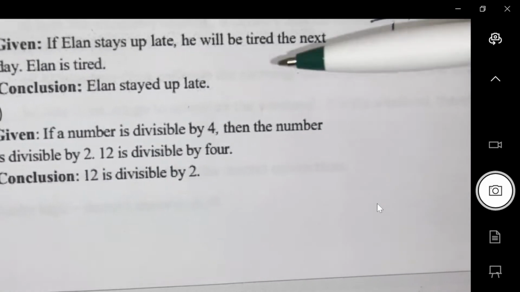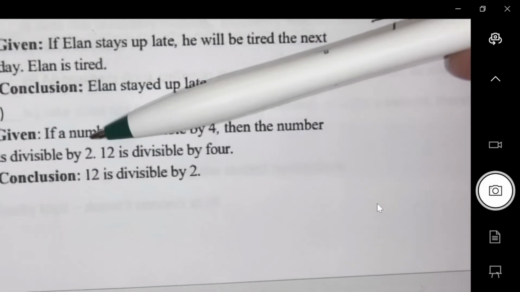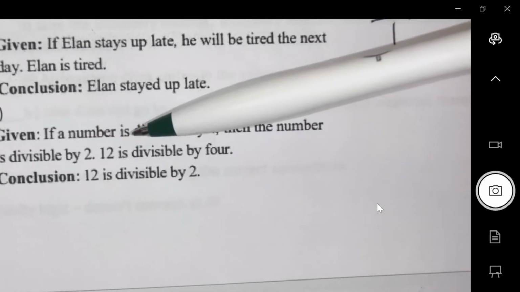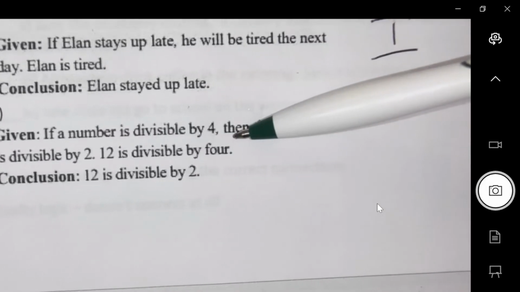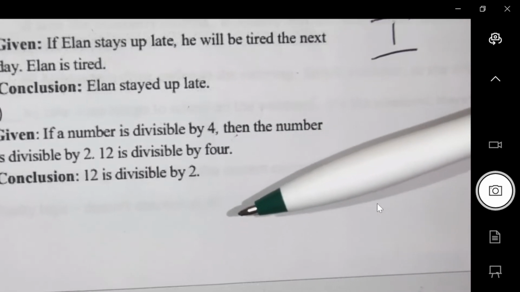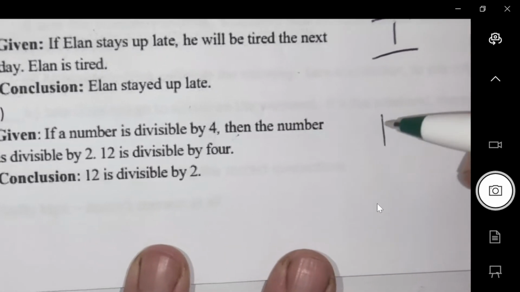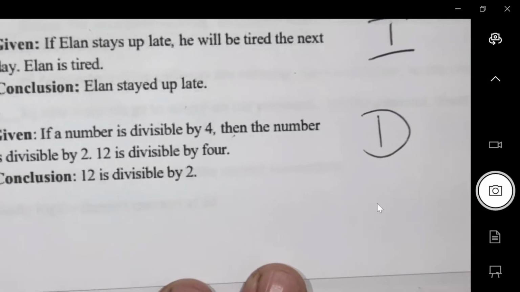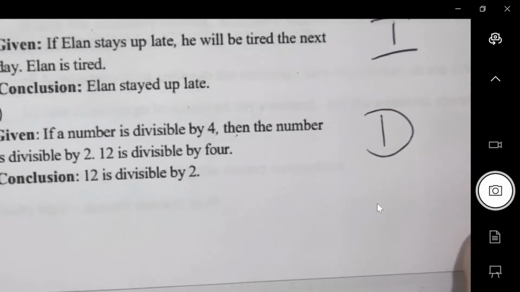If a number is divisible by 4, then it's divisible by 2. 12 is divisible by 4. I'm going to now conclude 12 is divisible by 2. So I used which kind of reasoning? Deductive. Those are facts.